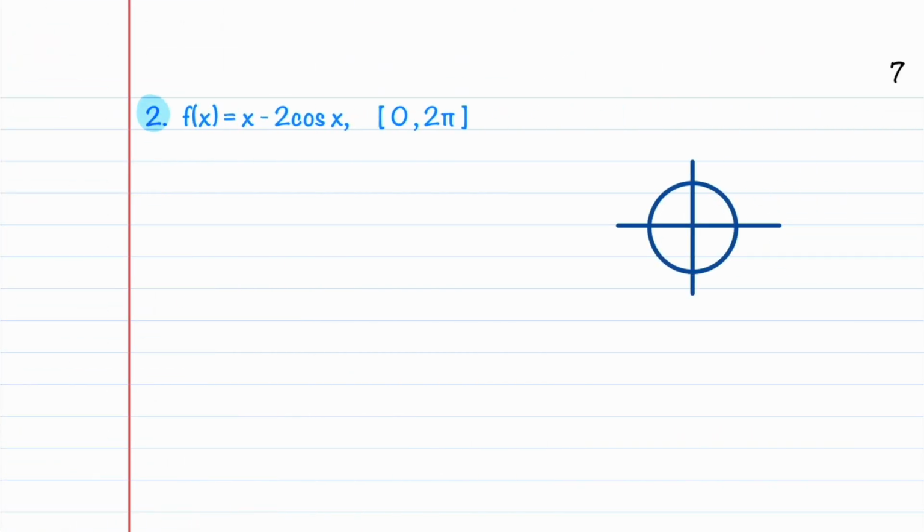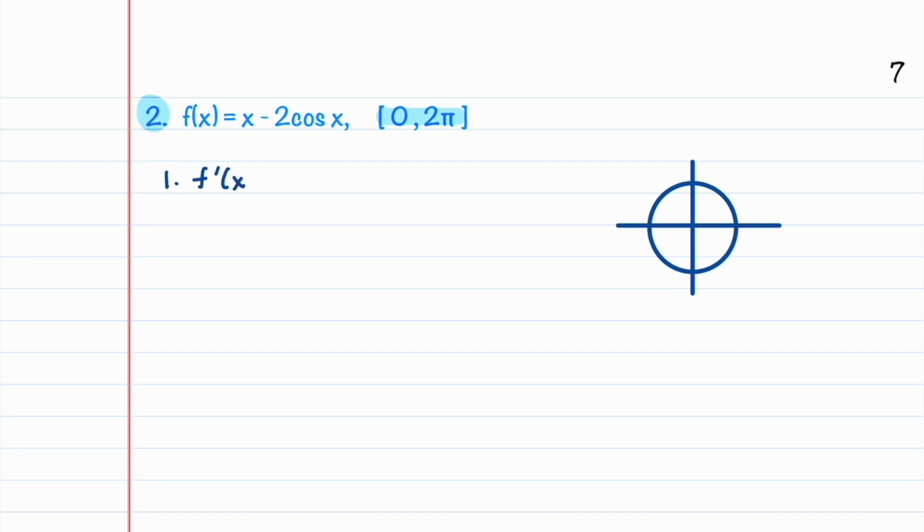Let's now look at our second example. This one has trig in it, and I always think the trig ones are the hardest ones, so I wanted to make sure and include this. Our function, f of x, is x minus 2 cosine x, and our interval is from 0 to 2 pi. Our first step is to find the critical numbers, so we're going to start by taking the derivative.